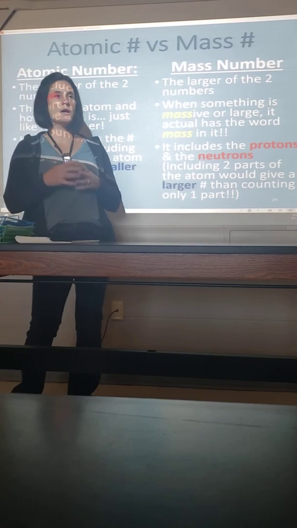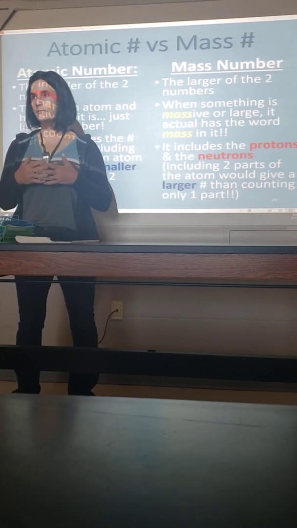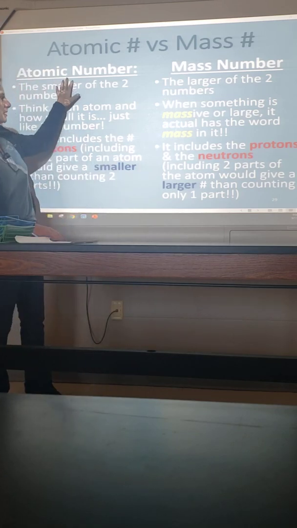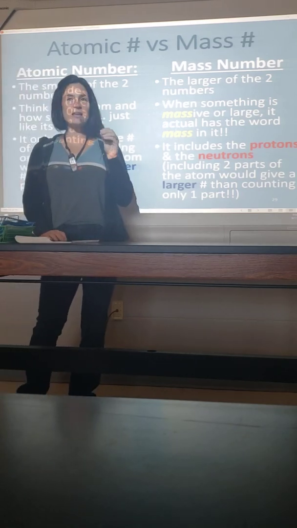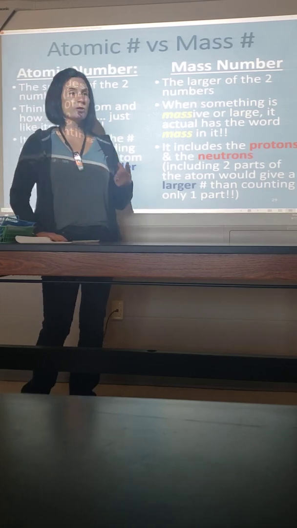So with the atomic number and the mass number, those two things you definitely have to keep straight, all right? So the atomic number, it's teensy tiny like the atom. It's the smaller number. It's only counting protons. You're only counting one thing.